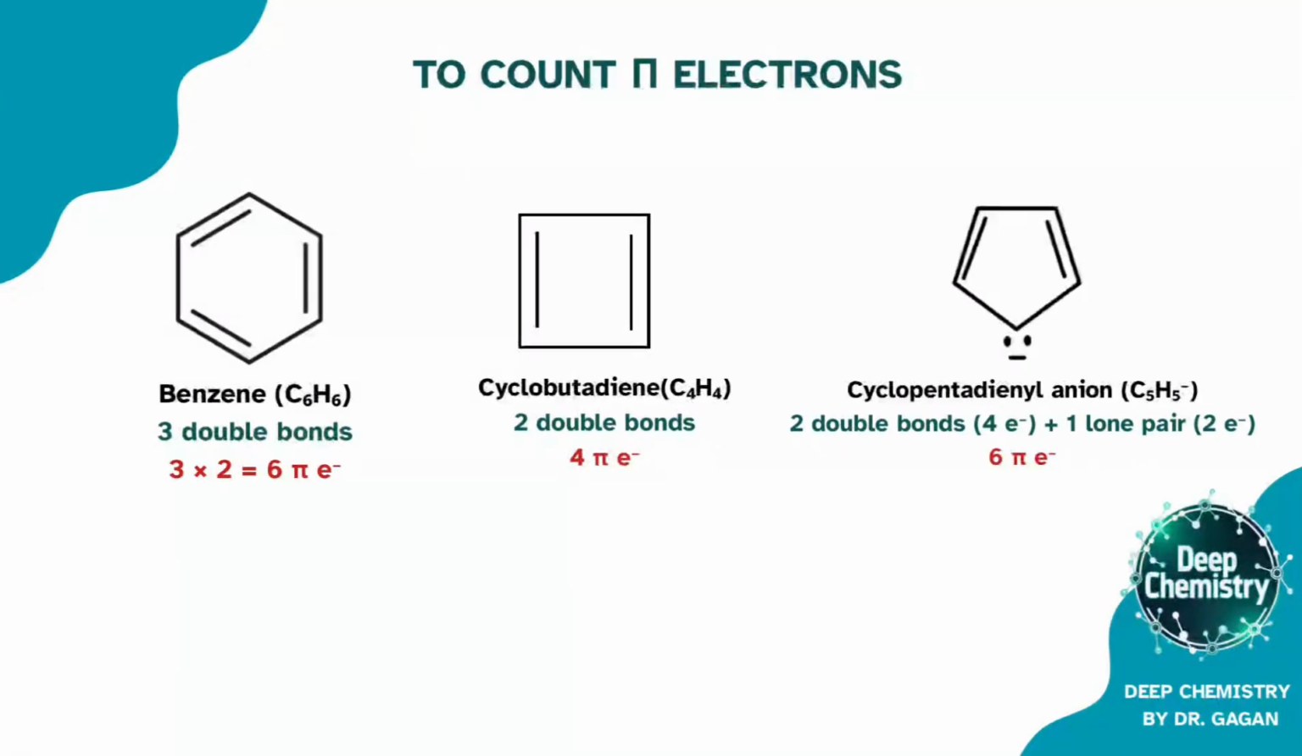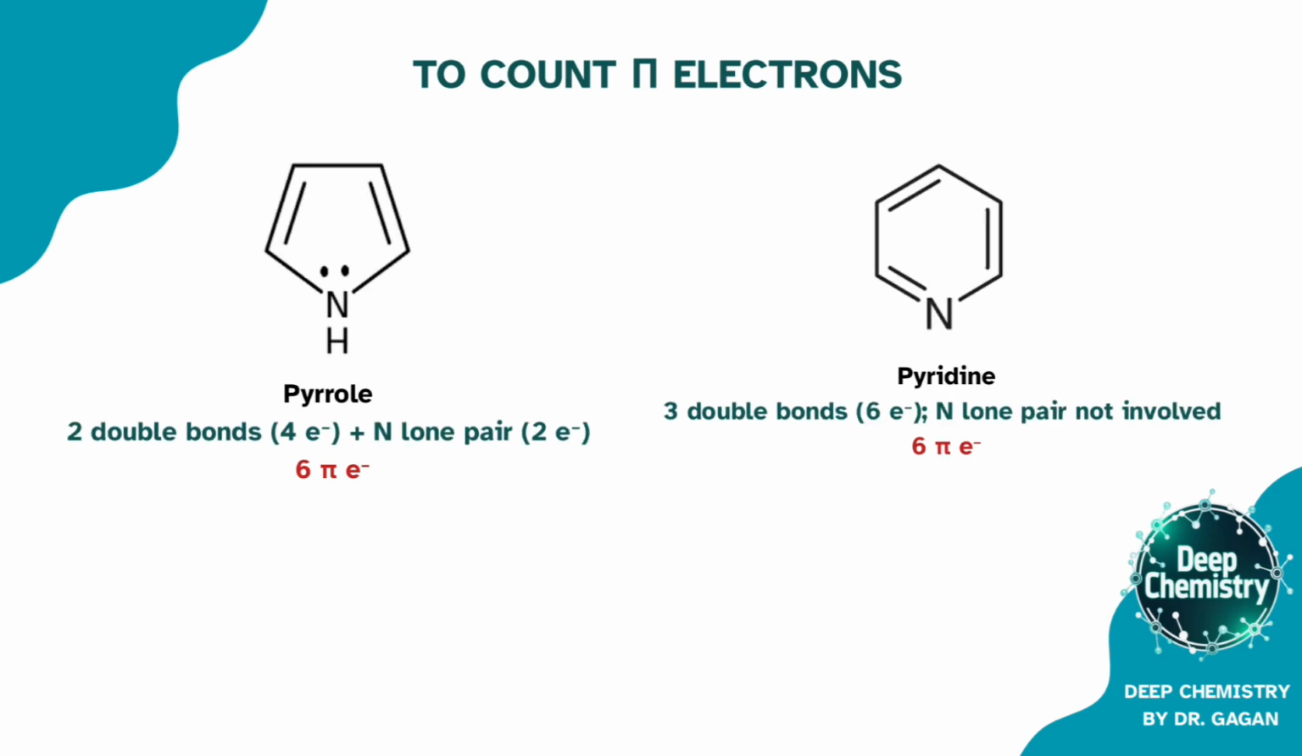Let's count pi electrons by taking some examples of conjugated systems. For example, in benzene there are 3 double bonds, so 6 pi electrons. In cyclobutadiene, 2 double bonds, so 4 pi electrons. In cyclopentadienyl anion, 2 double bonds plus 1 lone pair, so 6 pi electrons. In pyrrole, 2 double bonds plus the lone pair on the nitrogen atom, so 6 pi electrons.